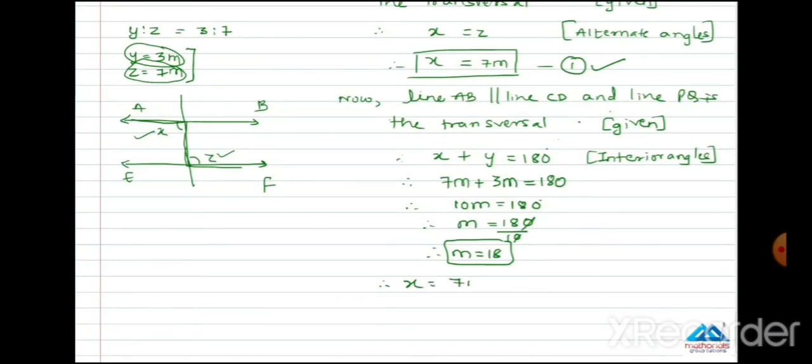X equals 7m. Equal sign as it is, 7 as it is. In the place of m, we will write 18. 18 sevens are equal to 126 degree. So here x we will get 126 degree from 1. We put the value in equation 1, so we will write from 1.